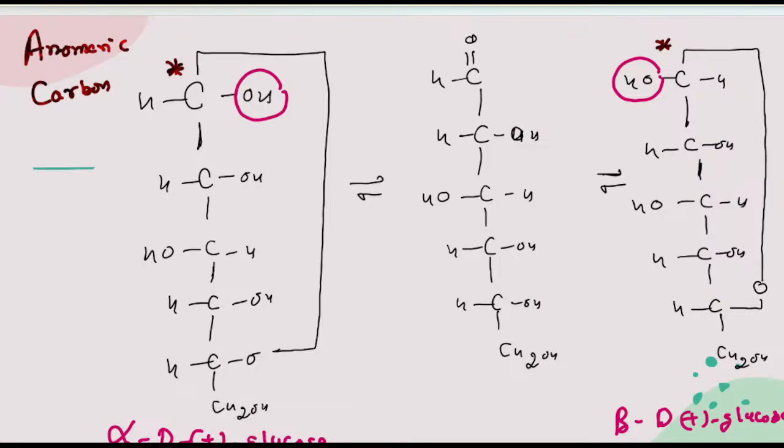Now we are going to represent this into two forms. Point number one is going to be the pyranose, and the second one is going to be the furanose. Don't worry, we will cover every point. So what is this pyranose? Let's discuss more about the cyclic structure of glucose.